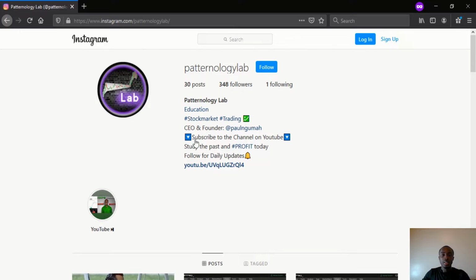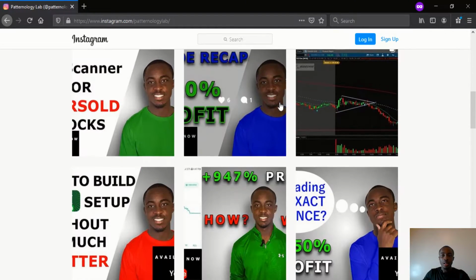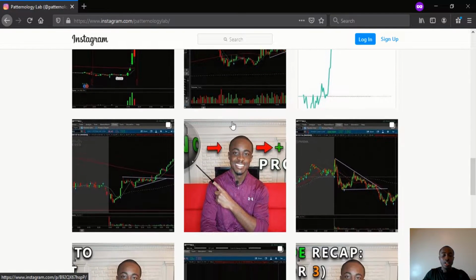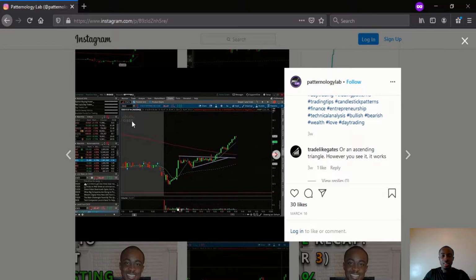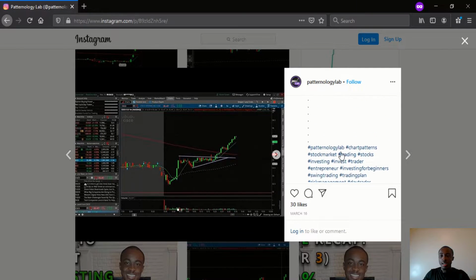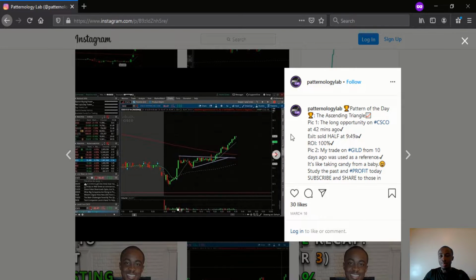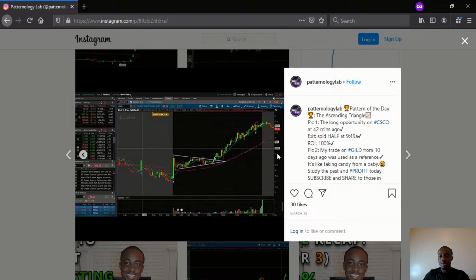The reference that I use to make this trade, to compare the charts and make sure I get in at the exact time that I should be getting in, is posted on PATTERNOLOGY LAB's Instagram page. Let's take a look at our Instagram page. If we scroll down, we can go to this one. This right here is the chart that I use. This is the trade that I took on Cisco on March 16th. As I always tell you guys, I post the patterns that I spot daily, and I post my entries, along with the exit and the ROI for that specific trade. And I also post the reference that I use to make the trade.